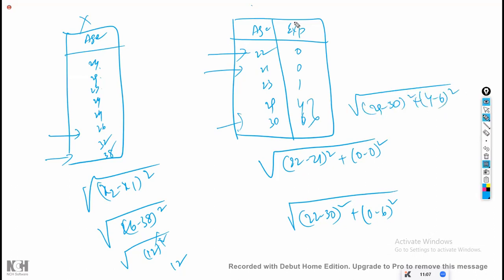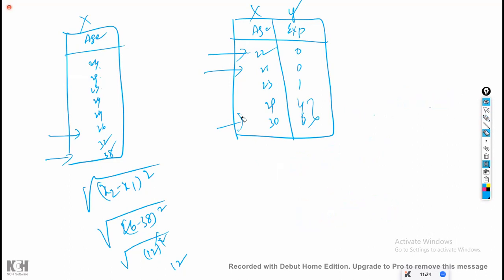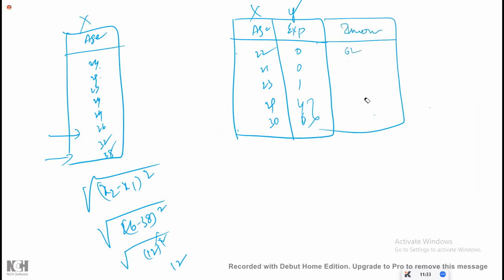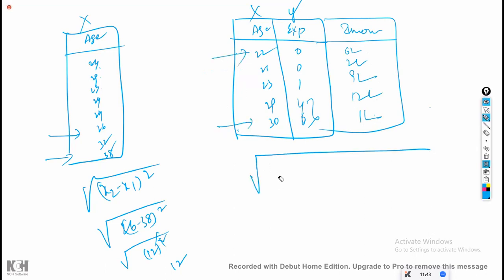Since you are having two variables, x and y, you are going to consider (x1 minus x2) whole square plus (y1 minus y2) whole square, right? For example, let us assume I am having three columns instead of two. The third column is income: 6 lakhs, 2 lakhs, 9 lakhs, 12 lakhs, 1 lakh. Now you are going to take the squared distance between the first record and the fifth record. What is the distance? (22 minus 30) whole square plus (0 minus 6) whole square plus (6 lakhs minus 1 lakh) whole square.